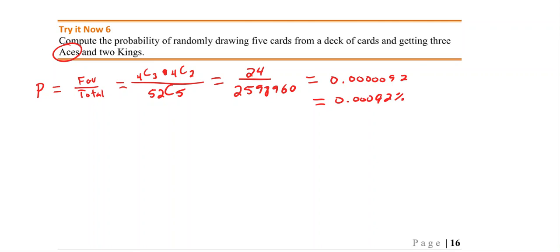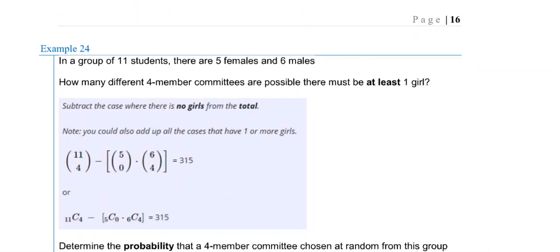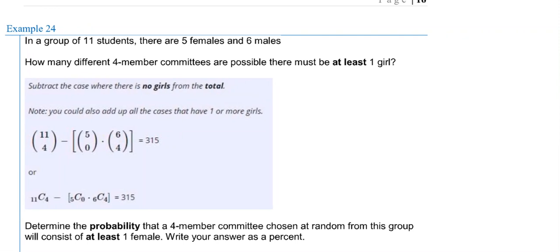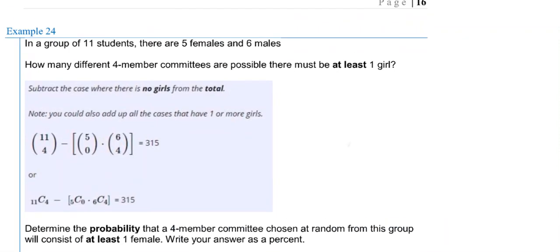Okay, last one, because this is a pretty common one. So this is actually similar to the question we did in the last lesson, but we're just going to throw a probability question into it now. So it says in a group of 11 students, there are 5 females and 6 males. How many different 4-member committees are possible if there must be at least 1 girl?